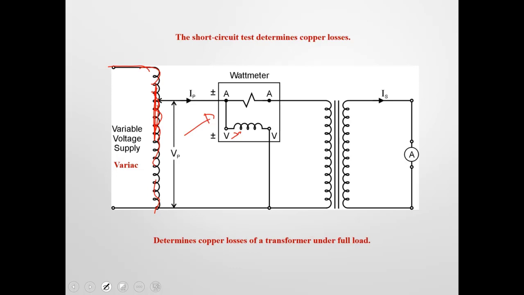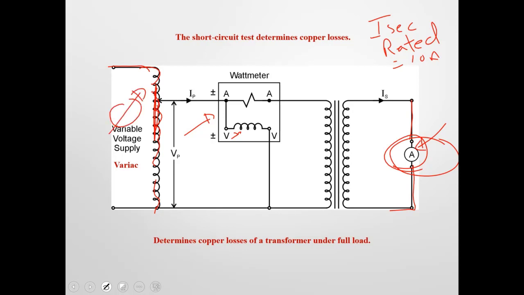On the secondary side, we put an amp meter and we just short it out through the amp meter. So we'd have to determine the rated I secondary, and then we'll watch our amp meter right here. Let's say that we did a calculation and our secondary rated current was 10 amps. I'd be watching this amp meter and I would slowly dial up my variac, slowly adjusting the voltage on the primary until this amp meter read 10 amps.